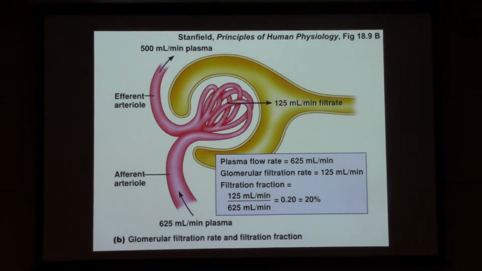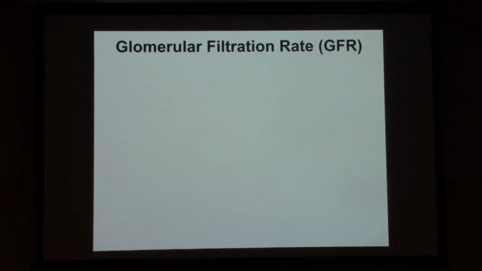What do I want to show about this figure? Here's a renal corpuscle. Filtration is going on. All right. Let's look at glomerular filtration rate, the rate that fluid is filtered from the glomerulus into Bowman's capsule. You can abbreviate that with GFR, glomerular filtration rate.